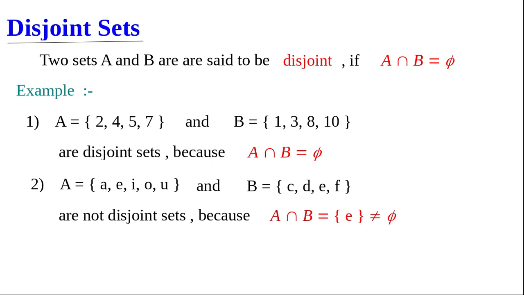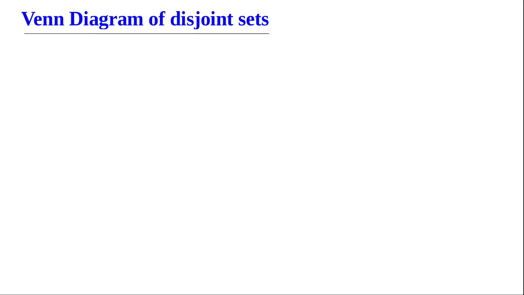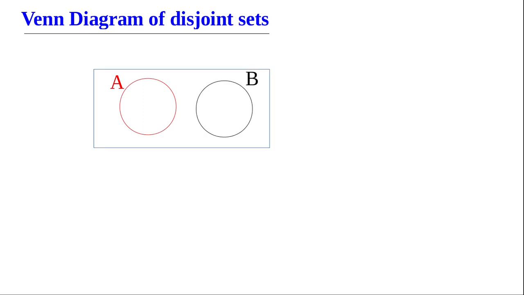Then, when we say that two sets are disjoint, their intersection is empty. Then, Venn diagram of disjoint sets. How can we draw the Venn diagram of disjoint sets? Okay. First, draw the set A. Then, how do we draw the set B? Like this. No connection with A. This is the Venn diagram of disjoint sets. Clear? Today's class is over.